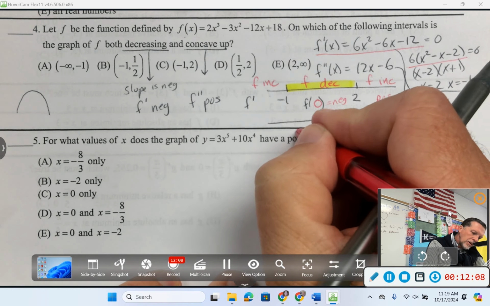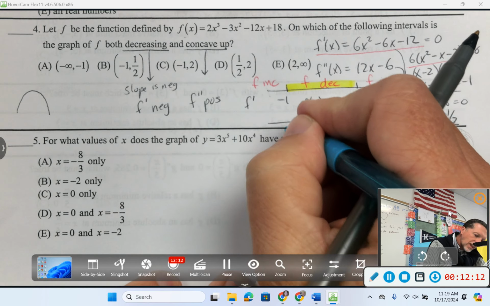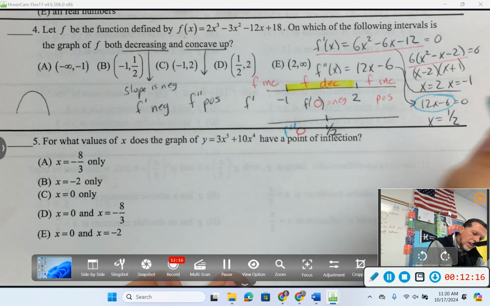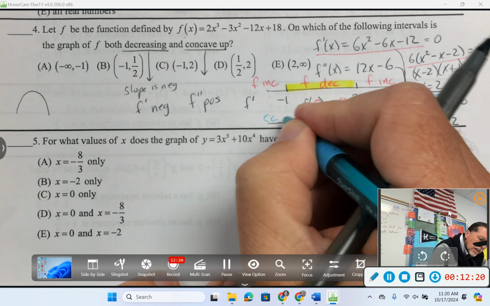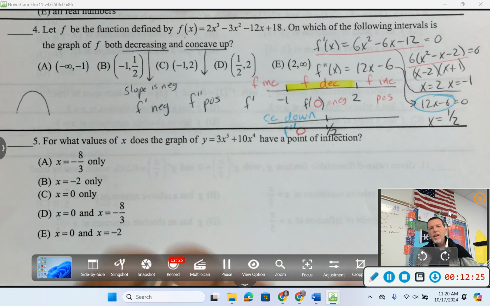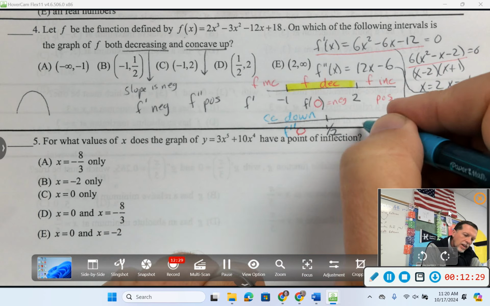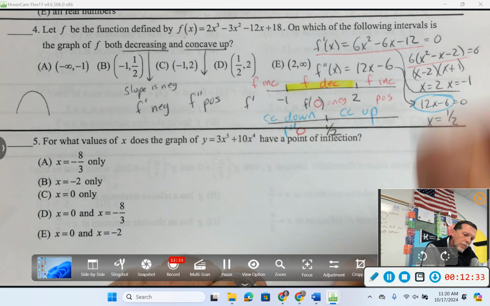I'm going to check 0 again, but this time I'm checking 0 in the second derivative because I want to know about concavity. 0 minus 6 is negative, so concave down there. I could plug in 1, or I could just alternate. Either way, I'm going to get f double prime positive, which means concave up.